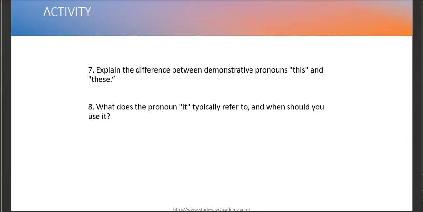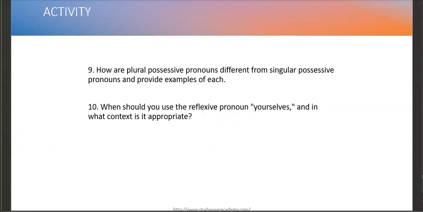Explain the difference between demonstrative pronouns, this and these. I've talked about that, and I explained the difference. What does the pronoun it typically refer to? I have talked about that. How are plural possessive pronouns different from singular possessive pronouns, and provide an example for each. Who can fail to do this? And I've done this already. When should you use reflexive pronouns like yourselves, in what context should you use them, and when is it appropriate?